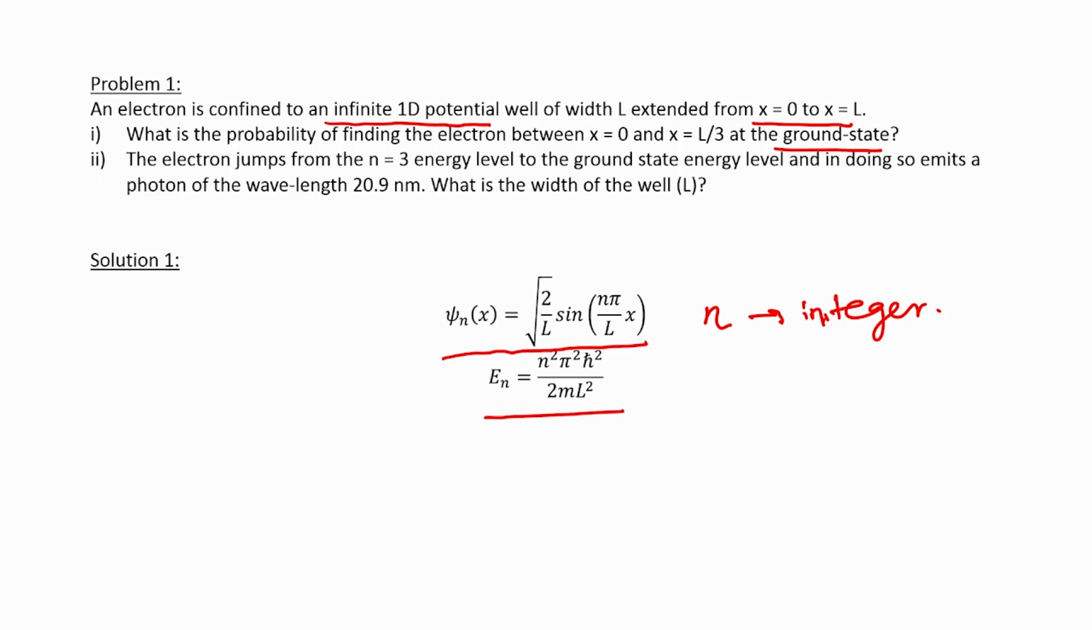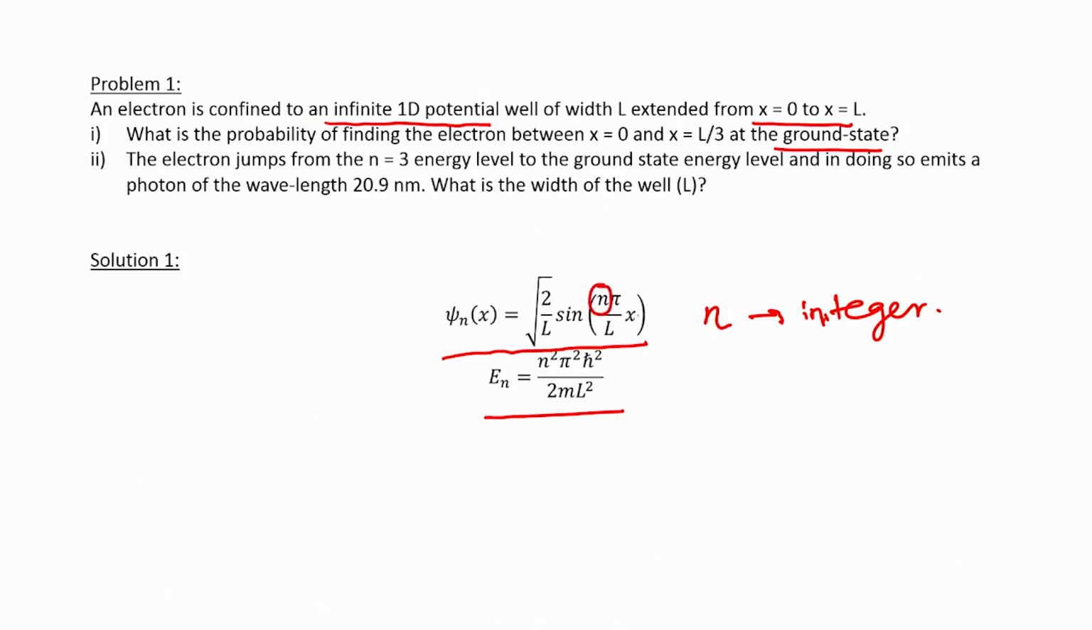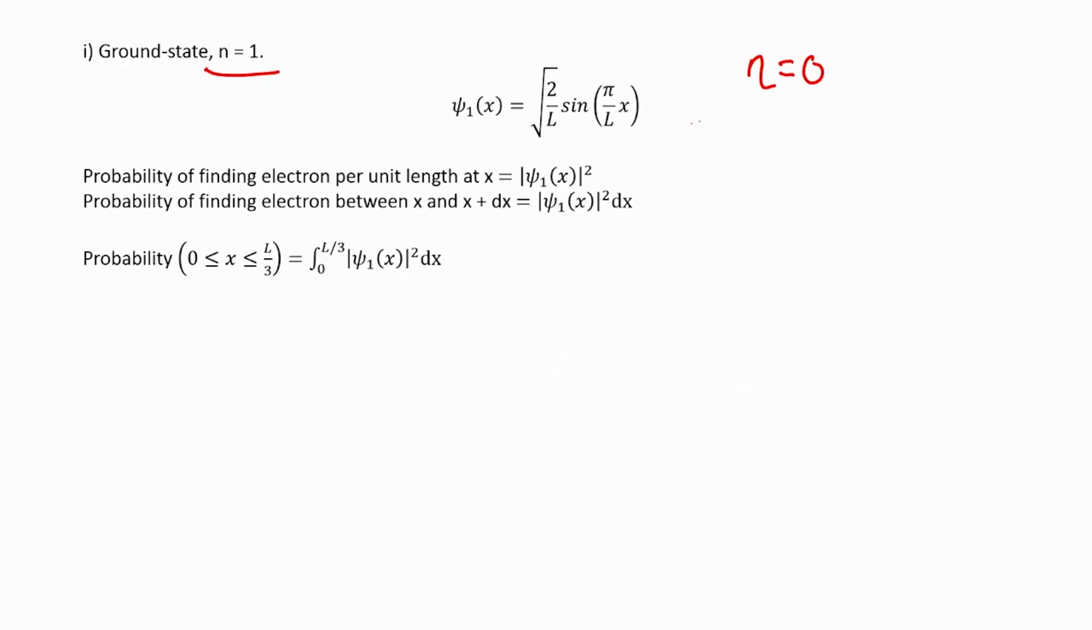So first thing is, what will be the ground state? Ground state will correspond to n equal to 1. Just remember, n equal to 0 is not the ground state, because if you put n equal to 0 in this equation, the wave function will vanish because sine 0 is equal to 0, and also the energy will become 0. So n equal to 0 is not any valid state. So n equal to 1 is your first state, and that is why you call it the ground state.